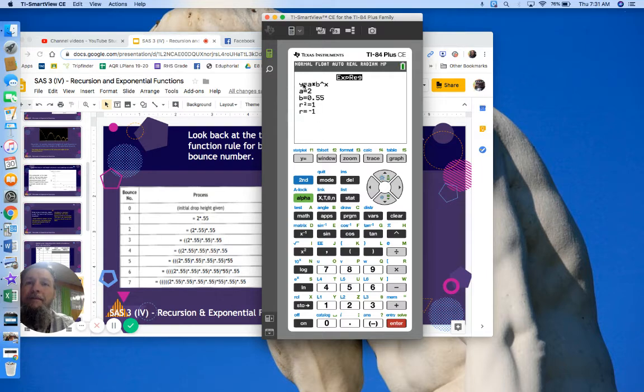Look at that. Y equals A times B raised to the X power. A equals 2 and B is 0.55. Guess what that means? Exactly what we just said. Let's put that in here. Y equals 2 times 0.55, and we're going to raise that to the n. Now, I know it says X, but it doesn't matter.